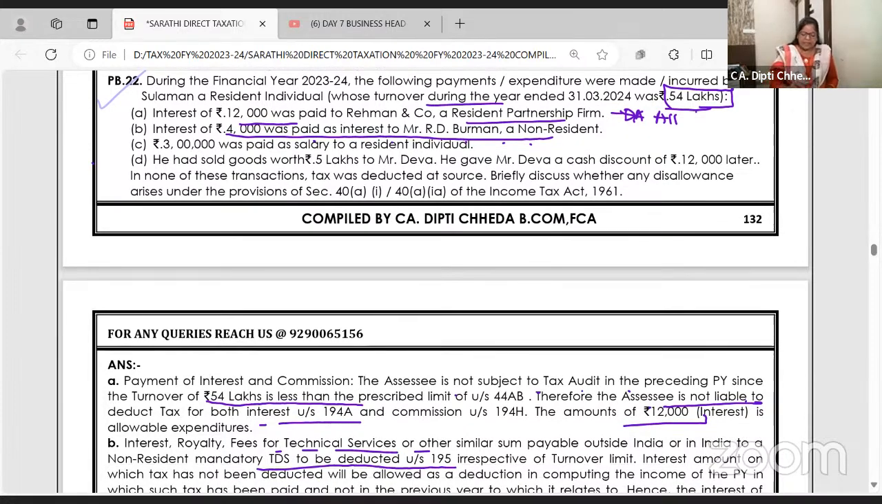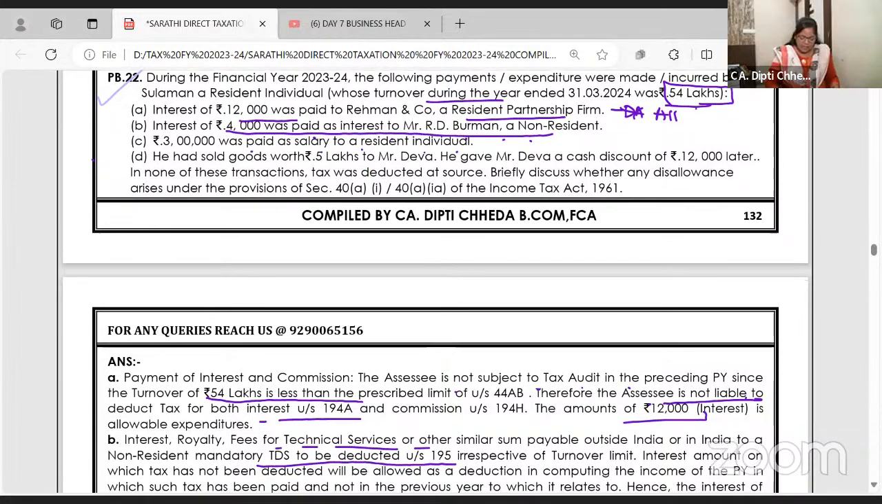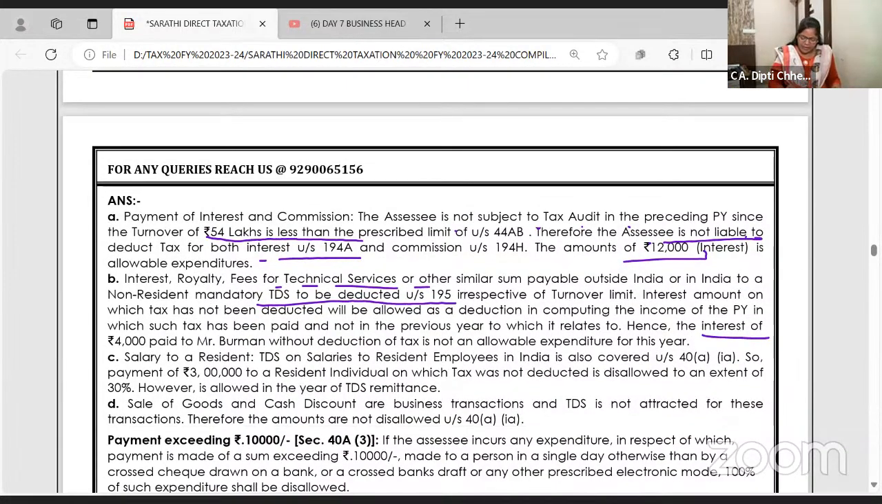Okay, right. Next, 3 lakh was paid as salary to a resident individual. When you pay salary to someone above the basic exemption of 2,50,000, you're generating income for him, right? So you should deduct TDS. If it is not deducted, it is disallowed. TDS on salary in India is covered, so the payment of 3 lakh to a resident on which TDS was not deducted is disallowed, to the extent of 30% of the expense.